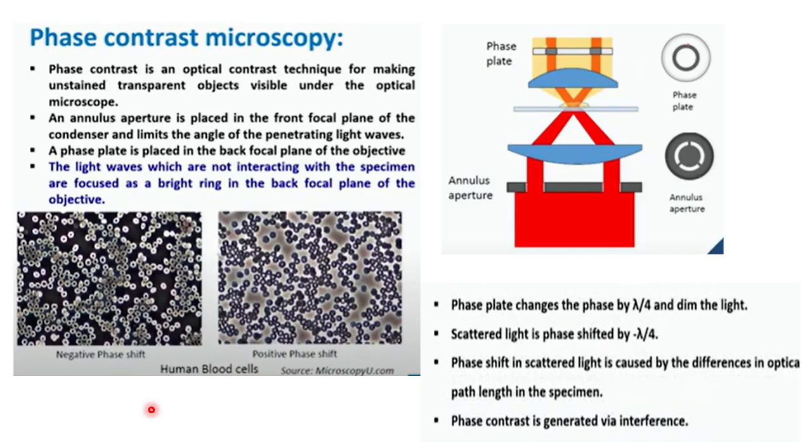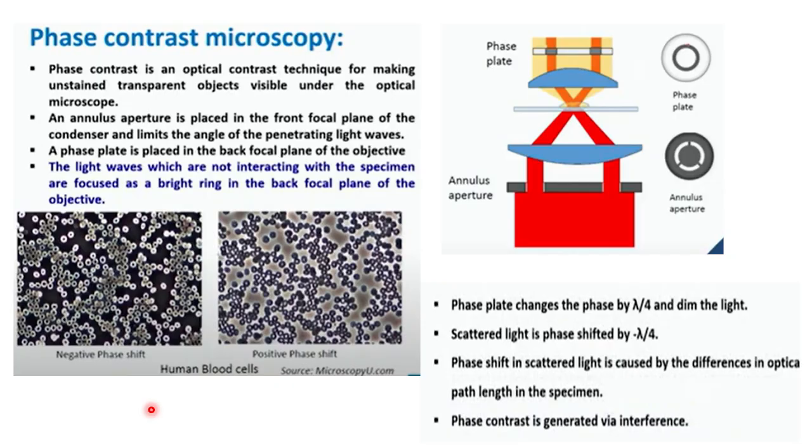So here again we'll discuss how we can make a very high contrast image. Phase contrast microscopy is an optical contrast technique for making unstained transparent objects visible under the optical microscope. So what is the difference between phase contrast and an ordinary optical image?